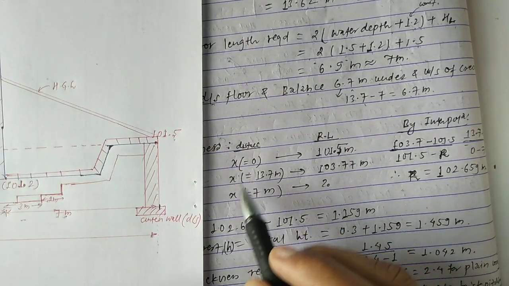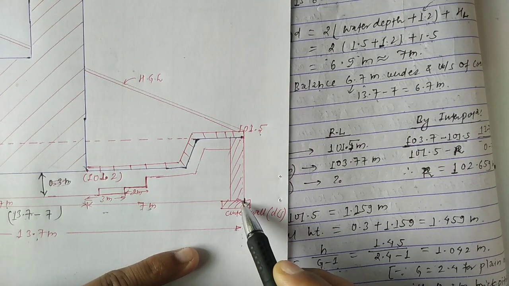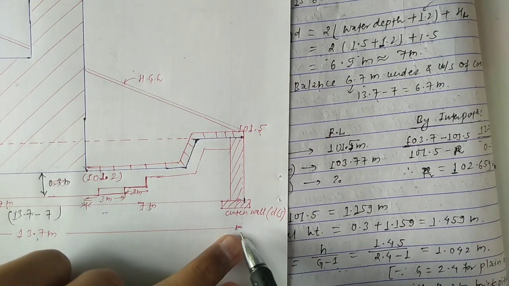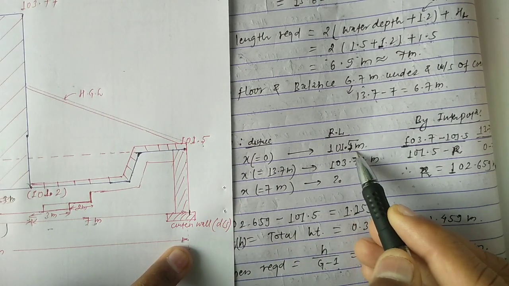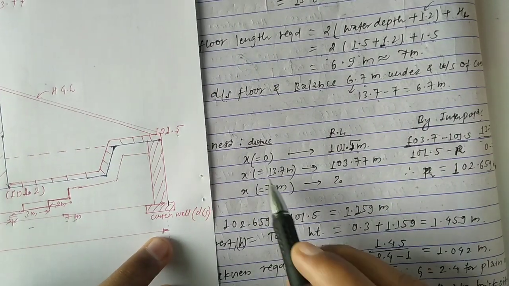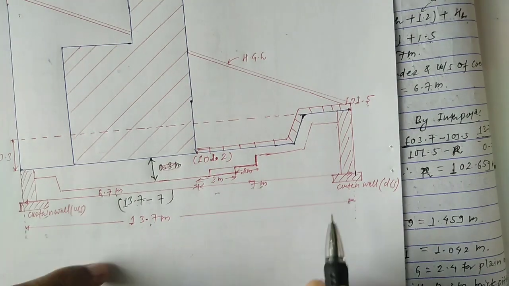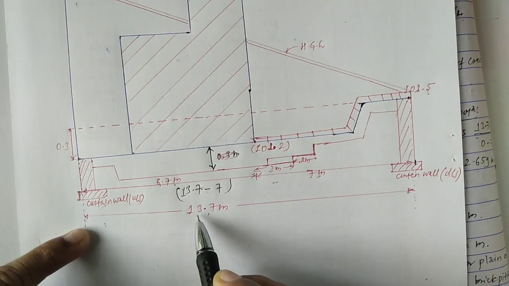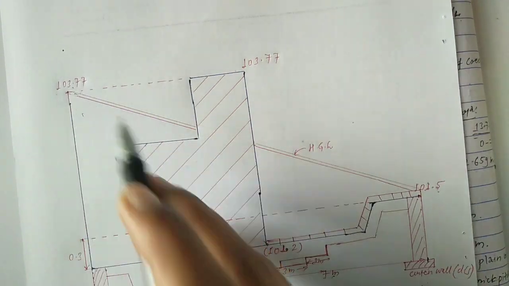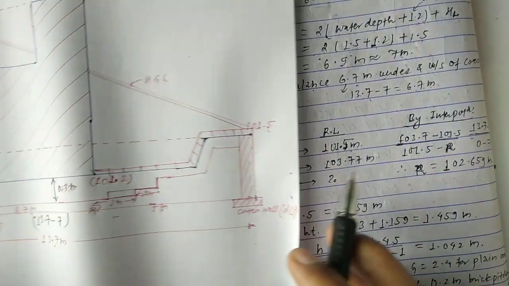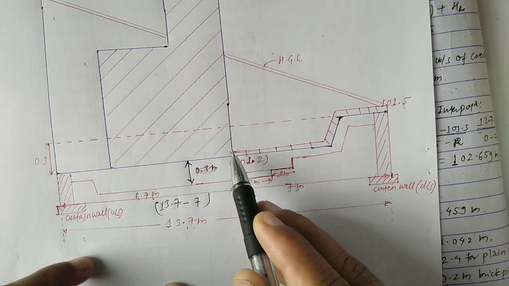So you can say simply, if we take this as x equal to 0, then the RL is 101.5, and when we take x equal to 13.7, that is from here to here, this distance is 13.7, then the RL becomes 103.7 in this triangle. Okay, and now we have to calculate the RL at this point.